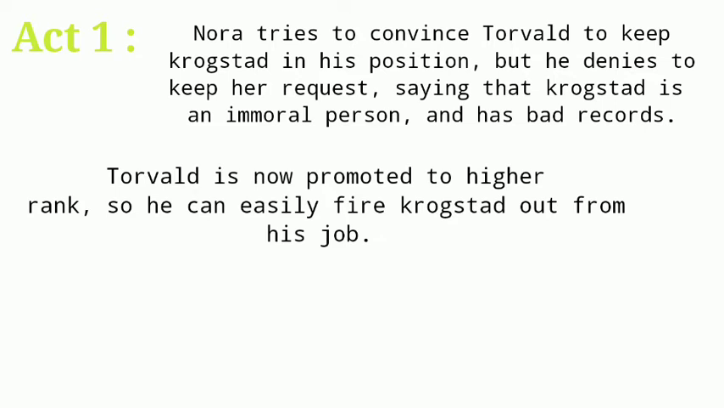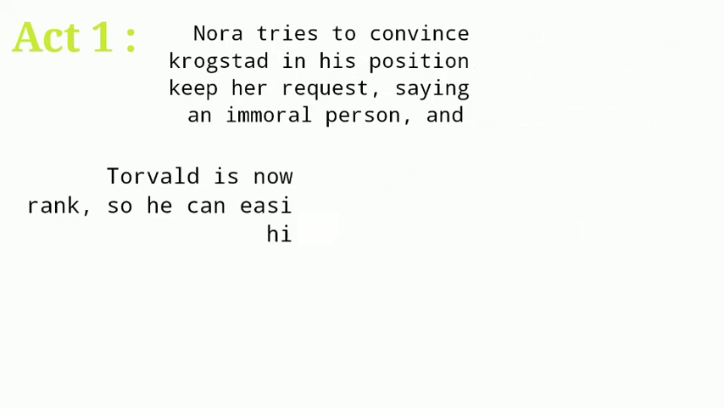He tells her that Krogstad is a liar and previously he had forged other people's signatures to borrow money from the bank, and that is why he does not want to keep any such dishonest liar in his office. And this is how the first act ends.